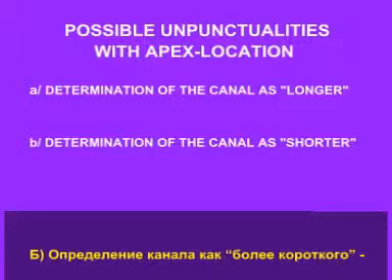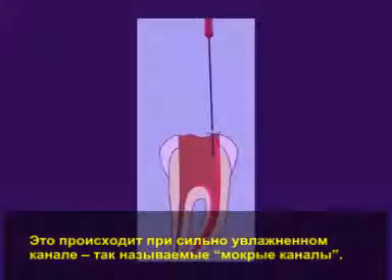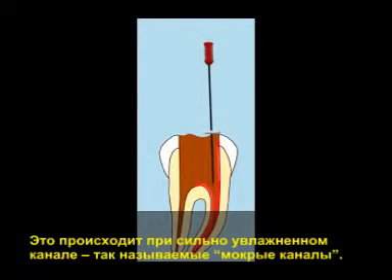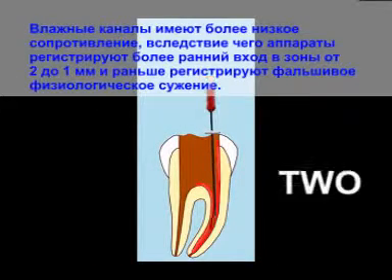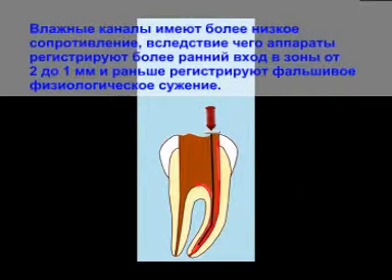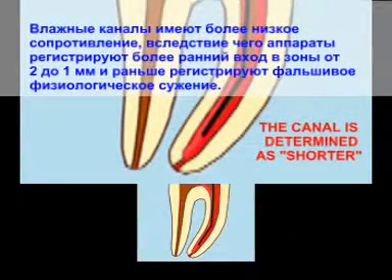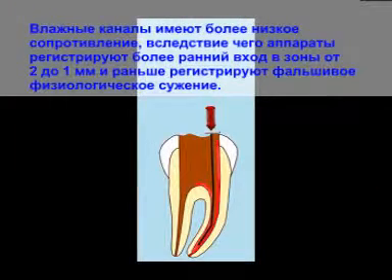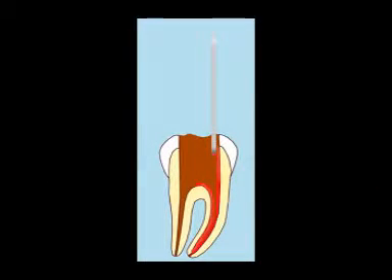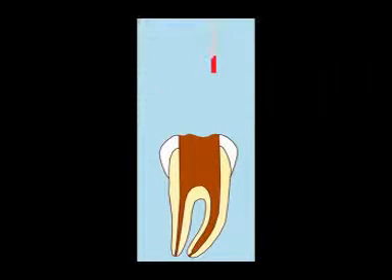B. Determining the canal shorter than it is. It happens in cases of the so-called wet canals. They have lower resistance, which is the reason why devices register earlier penetration in 1 mm or 2 mm areas, as well as earlier and fake registering of the physiological narrowness. This effect can be avoided to some extent if the canal is dried by a paper slip or drained with a Miller-type needle.